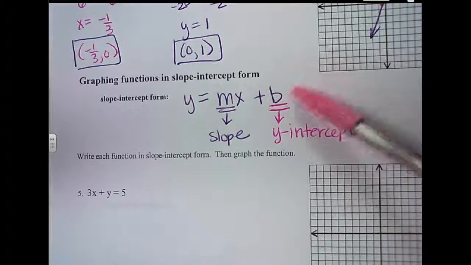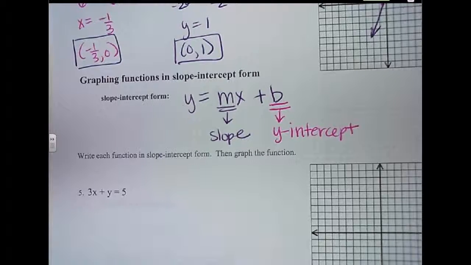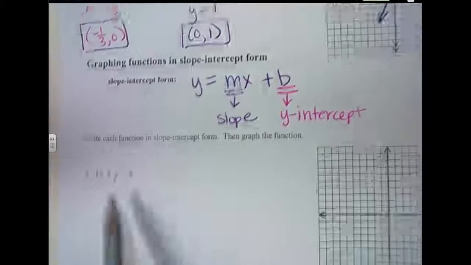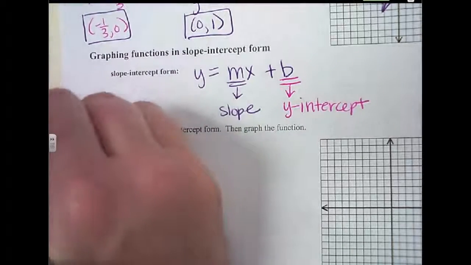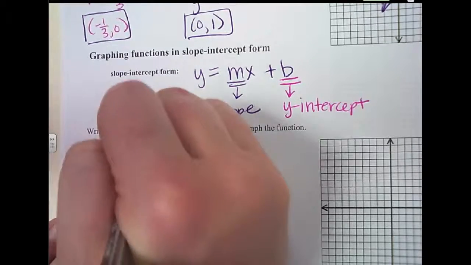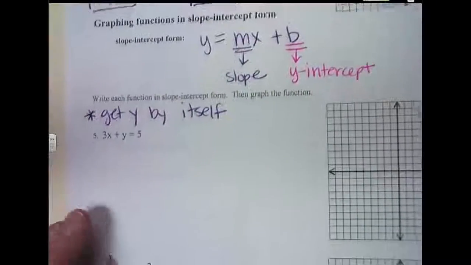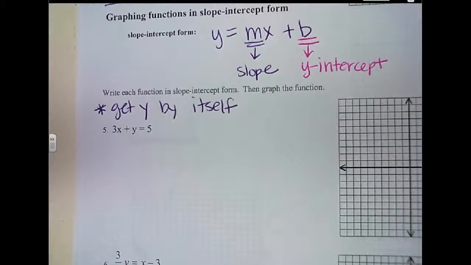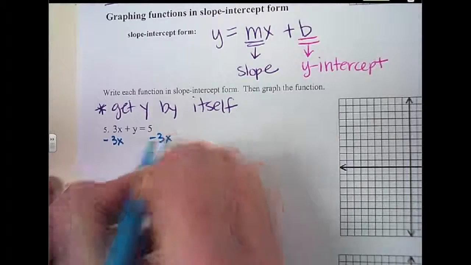I know they use that weird variable. That's okay. So in order to graph this equation, we're going to write it in slope-intercept form. If you want to write yourself a note, get y by itself is what you need to do for slope-intercept form. So what would you do first if you want to get y by itself? Subtract the 3x. Good. So I'm going to subtract 3x over to the right.